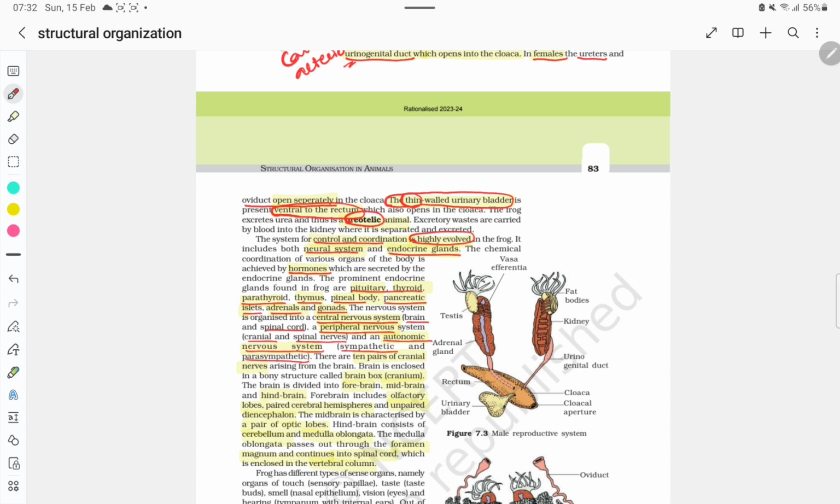Coming to the cranial nerves, there are 10 pairs of cranial nerves arising from the brain. The brain is protected by the cranium, which is a bony box or brain box. The brain is divided into three parts, forebrain, midbrain and hindbrain, and these parts are very important. The forebrain includes olfactory lobes, paired cerebral hemispheres and the unpaired diencephalon.